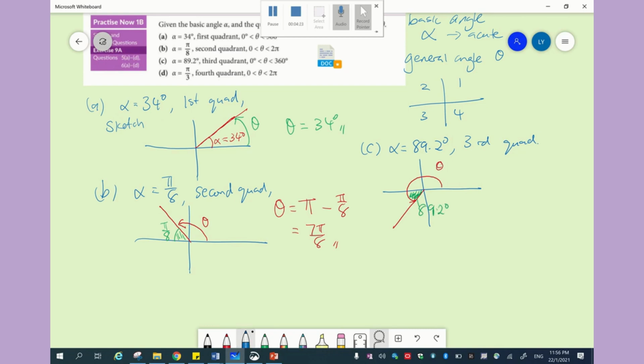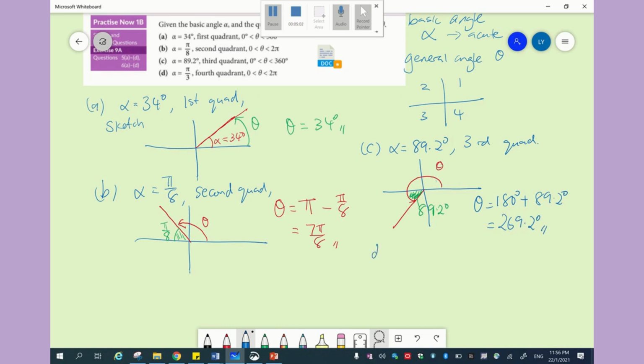In order to get theta, you can see that this theta is a reflex angle. It is actually 180 degrees plus 89.2 degrees. So you have 269.2.